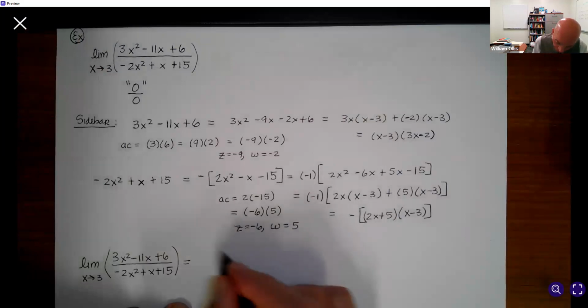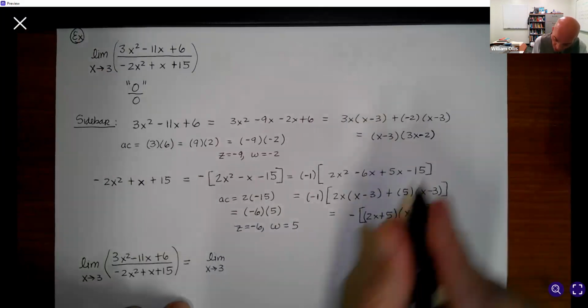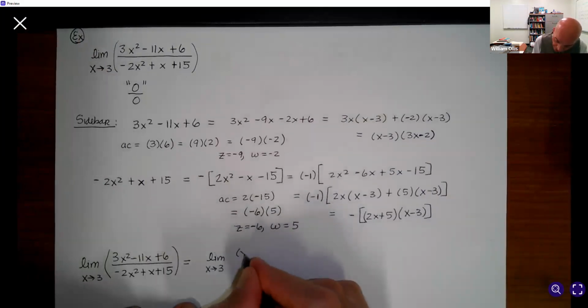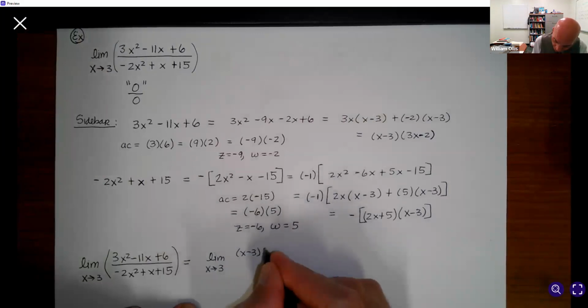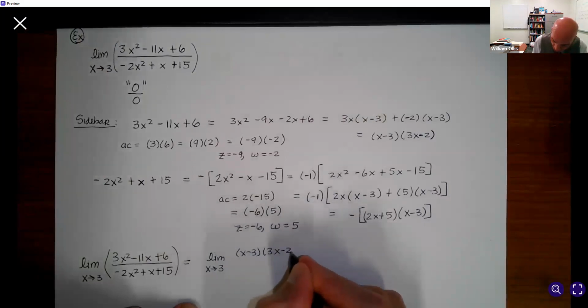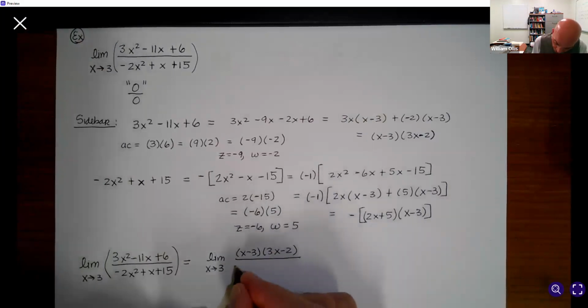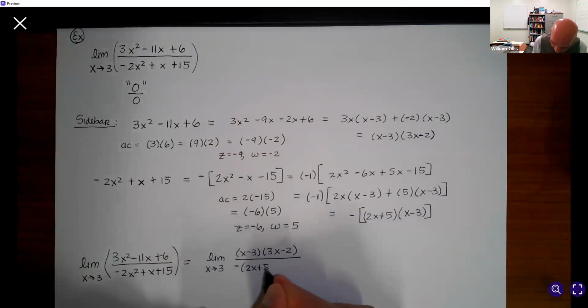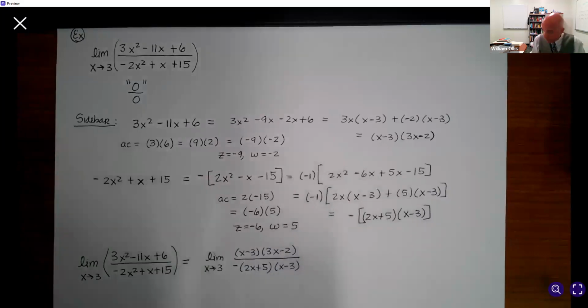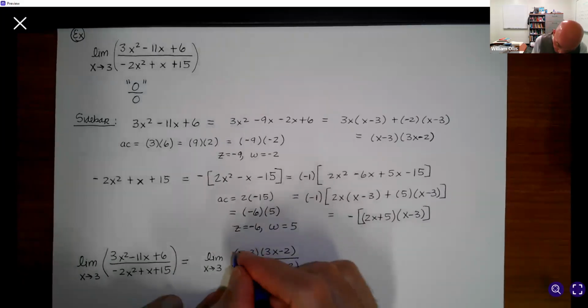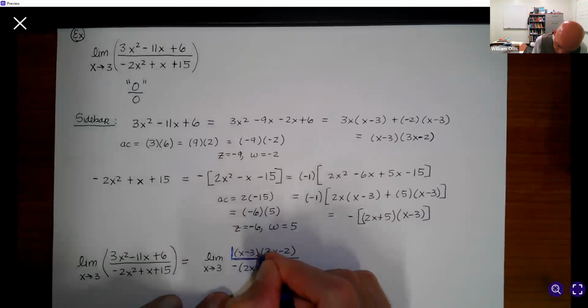So now, again, we can use some properties. So we have the limit as x approaches 3. Of course, the replacement theorem says we can now use in the numerator x minus 3 times 3x minus 2. And in the denominator, of course, we have our negative. Don't forget that. We have a negative 2x plus 5 and x minus 3. So now, of course, since x does not equal 3, these terms absorb.